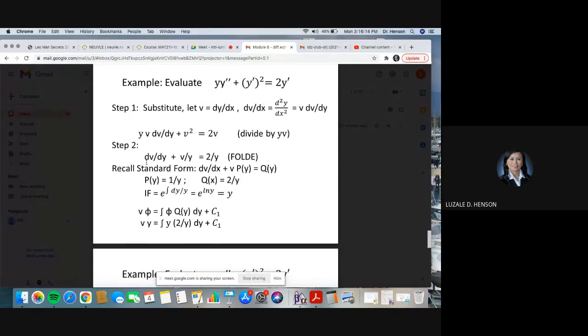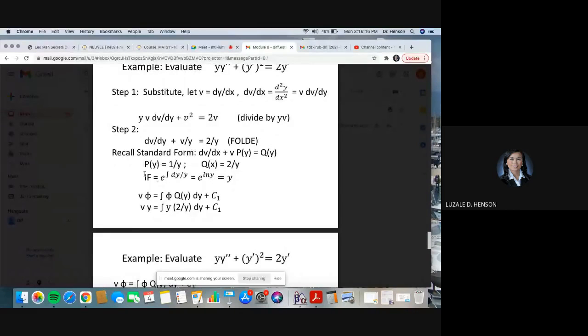So yung option mo is to solve for the integrating factor, which is e to the integral of dy over y, or e to the ln of y, which is equal to y, right? And apply that. So v times y, integral of y, which is your integrating factor, times the q of y. This is supposed to be q of y, class. This is another typo error. This is q of y, and then dy plus c sub 1.